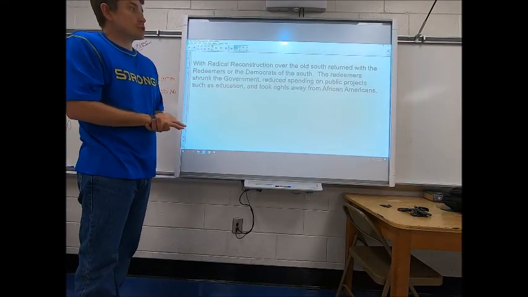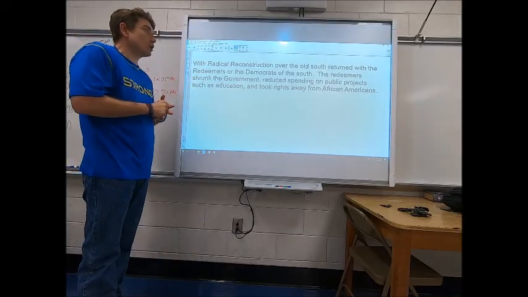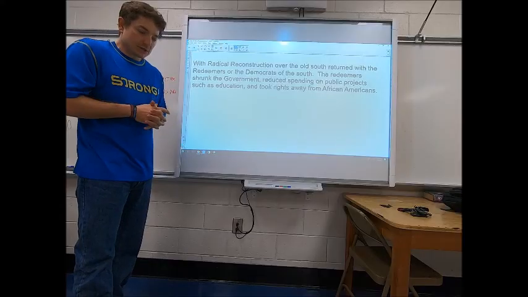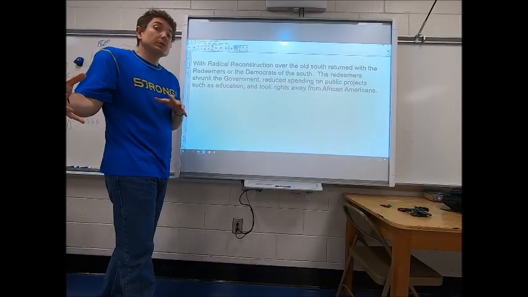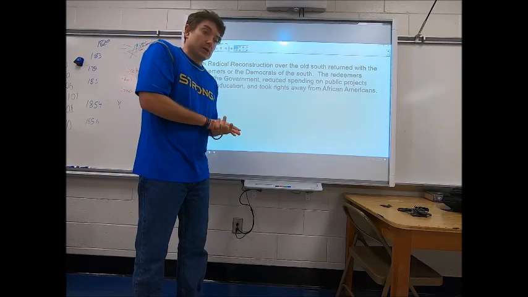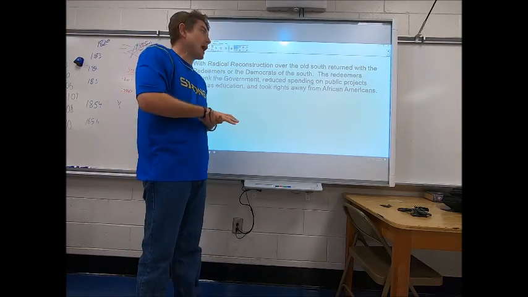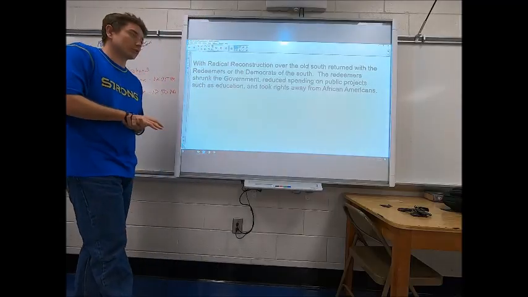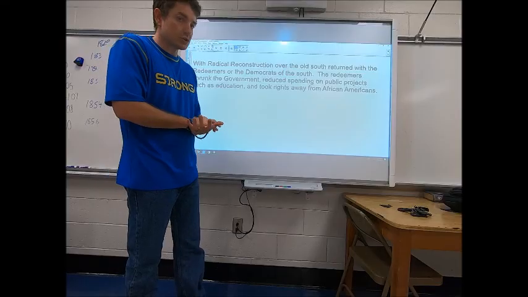With radical Reconstruction over, the Old South very quickly returns to power with a group called the Redeemers. The Redeemers are the Democrats that actually were in charge before the Civil War. They are the old Democrats. They are returning to power. They are taking things back over. The Redeemers very quickly reverse Reconstruction.